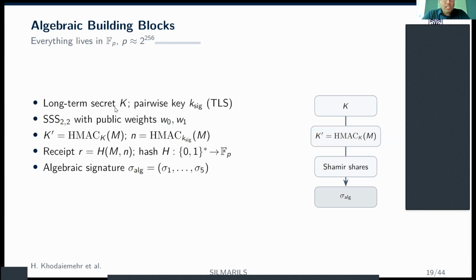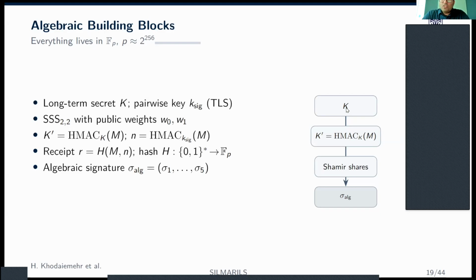We have a long-term secret key K, and we have a pairwise key K-sig that can be derived from the TLS session key. SS22 stands for Shamir secret sharing with two shares and threshold 2. We have two public weights, W0 and W1. K prime is the ephemeral key, that is the HMAC K of M, and N is the nonce that is generated from M using the session key K6. The receipt is just the hash of M and nonce, and H is just a hash function from 0 and 1 star to FP. And the algebraic signature is just sigma 1 to sigma 5.